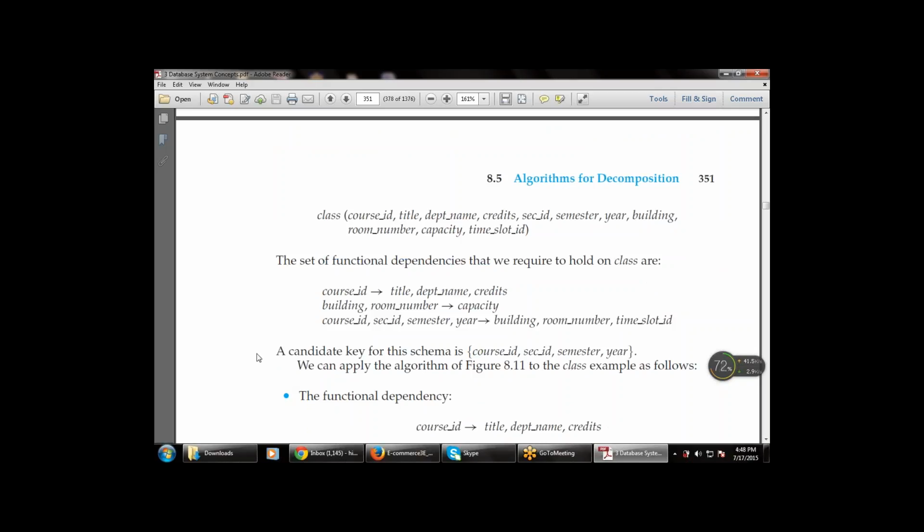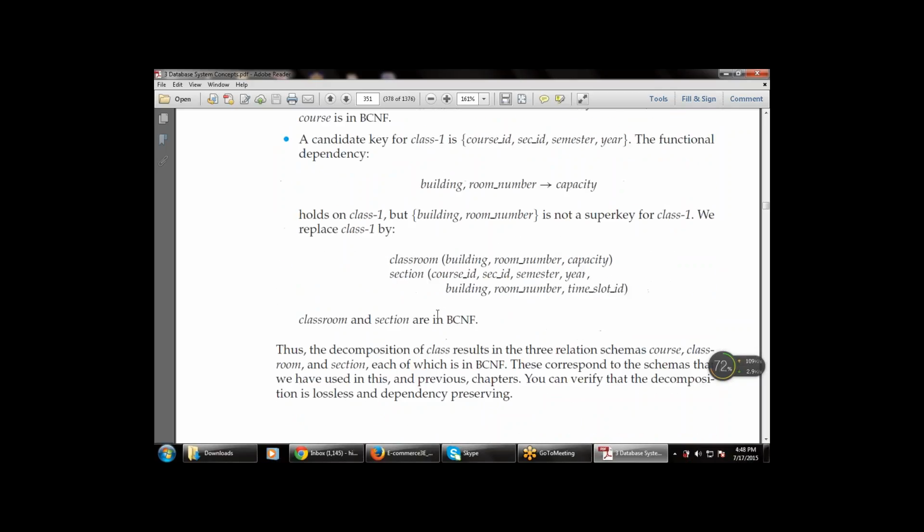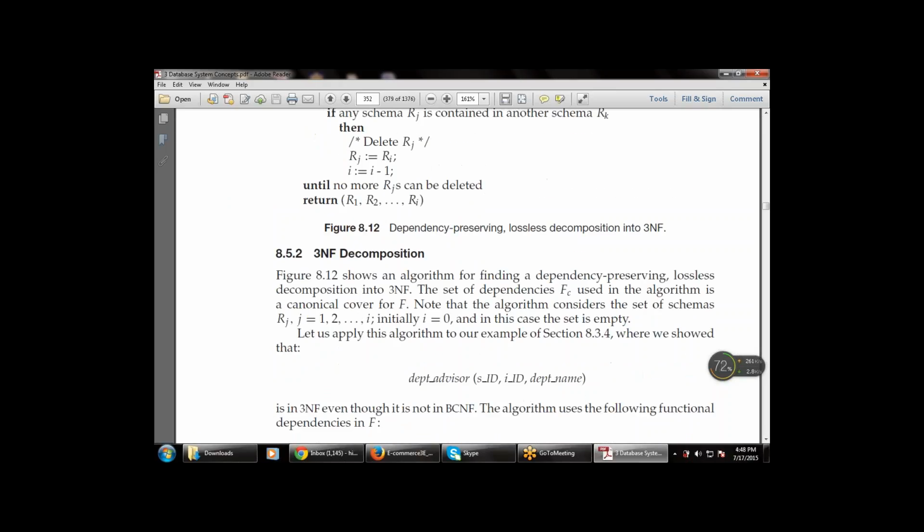So what are the candidate keys for this schema? A candidate key is section ID, course ID, semester, and year. Now what is the functional dependency? That is, the course ID determines the title, department name, and the credits.